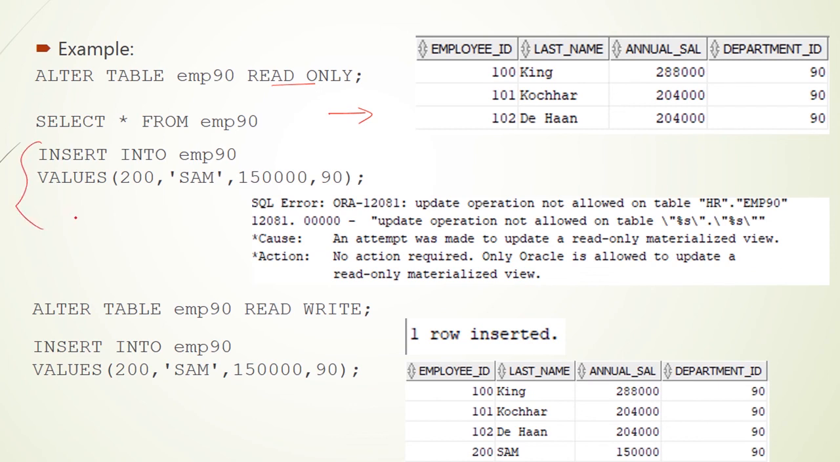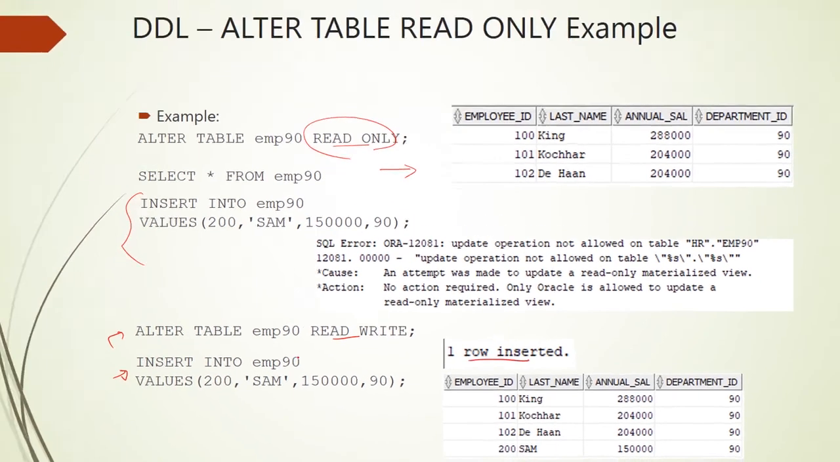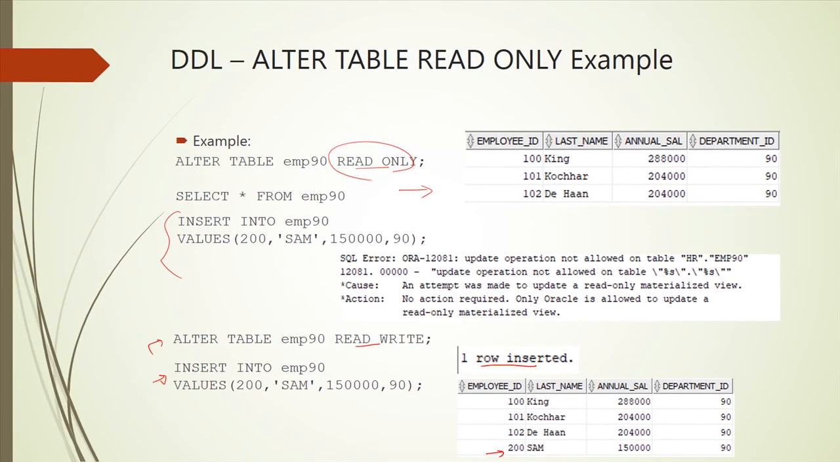Trying to do a DML statement, insert into the statement here failed. Update operation not allowed on table HR EMP90 because the table in read-only mode. Change the table back to read-write, alter table EMP90, read-write. Try to do an insert statement. The insert succeeded.